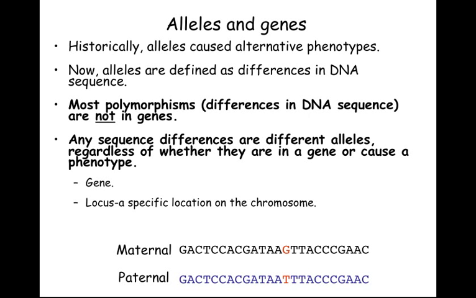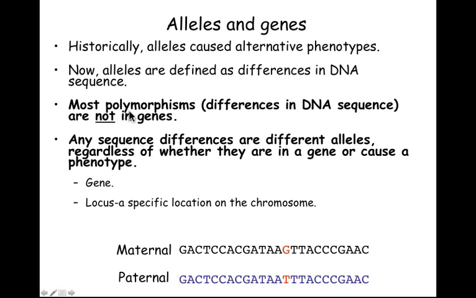As we talked about last time, we've changed our definition of what alleles are. Historically, alleles were things that caused alternative phenotypes. Back when we talked about Mendelian genetics, alleles cause either purple flowers or white flowers, round peas versus wrinkled peas. But now that we have DNA sequences, these sequenced genomes, alleles don't have to be things that actually cause differences in phenotype. They can be anything that is a difference in the DNA sequence.